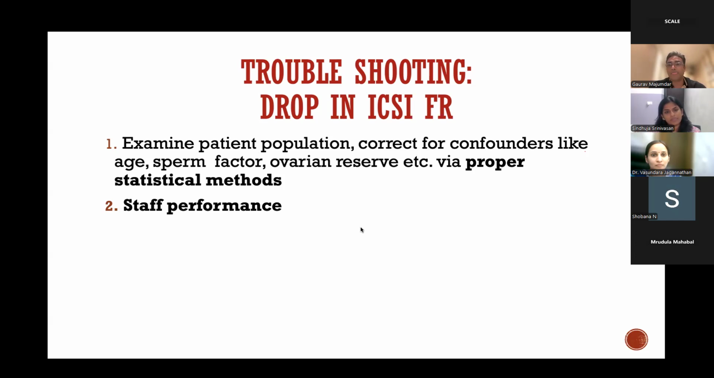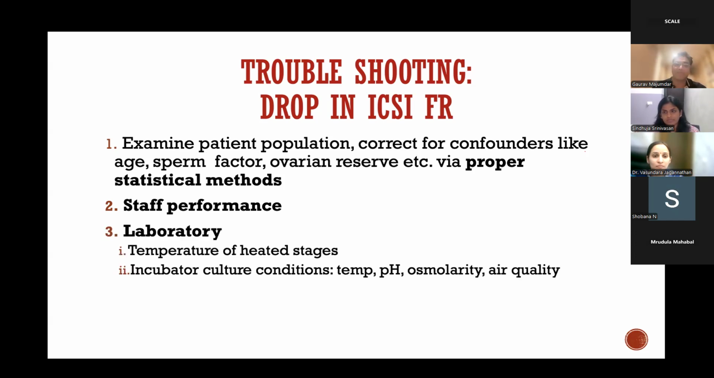If not, then don't worry, because overnight an embryologist will not forget his or her skills or techniques, right? So only if there's a huge number of embryologists, a lot of different people performing ICSIs, is this point important. And then you will start looking at the laboratory, where you see the temperature of the heated stages, because sometimes unknowingly the temperature spikes up without your knowing, and as a result eggs are getting fried.